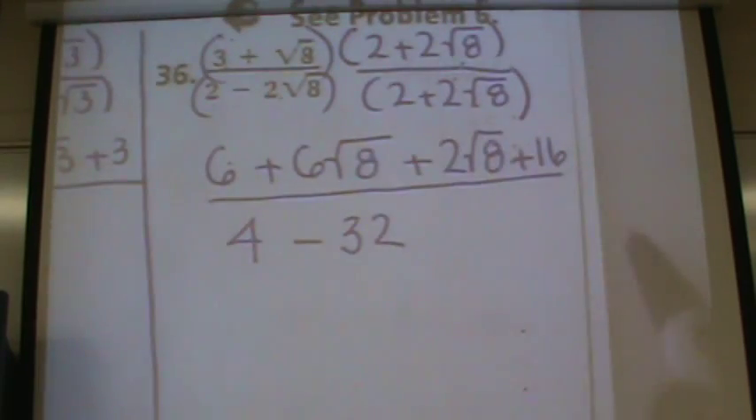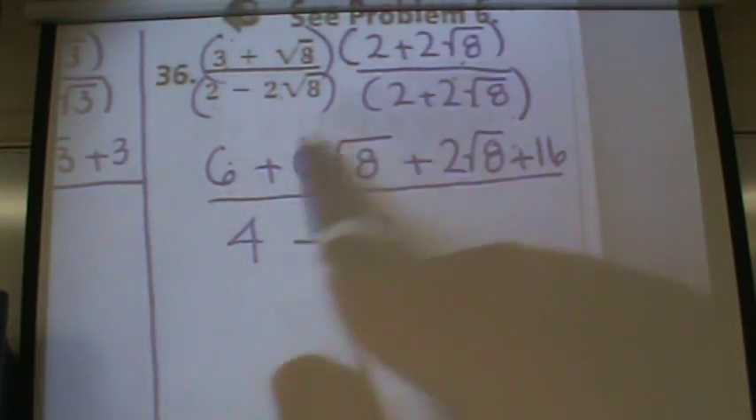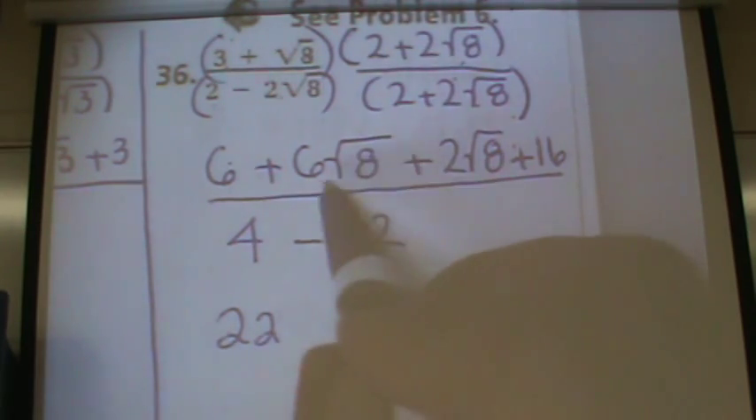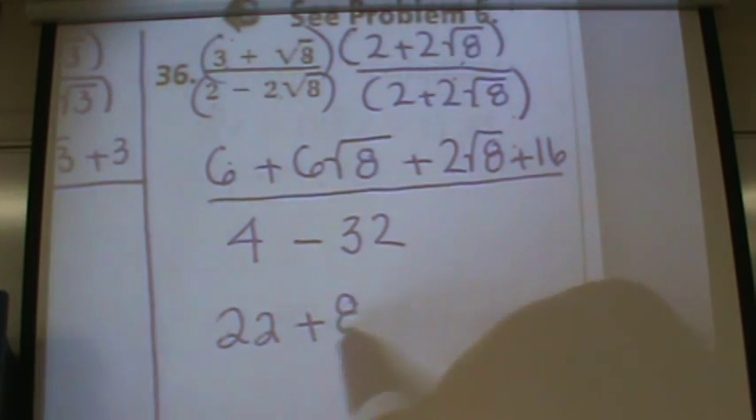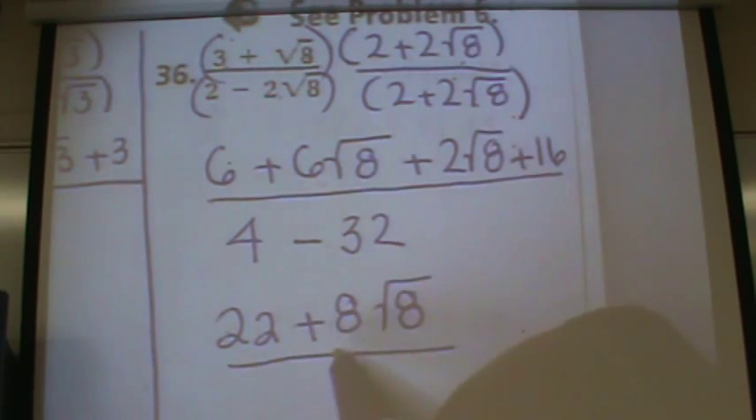What can we reduce this to be? Up on top, what's 16 and 6? 22. And then plus 8 root 8 over negative 28.